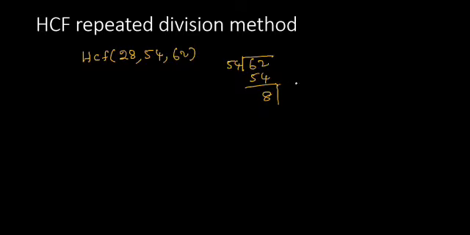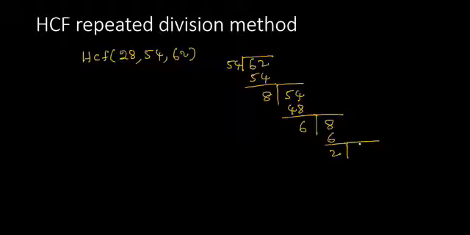Now, use this divisor 8 and divide this 54. How many times does it go? 6 8s are 48. So, it goes 6 times and we are left with 6. Now, take this 6, divide this 8. So, it goes one time, and we are left with 2. Now, take this 2 as the divisor and 6 as the dividend. So, how many times does it go? 6 is divisible by 2, 3 times. Now, 2 is the HCF. So, the HCF of 54 and 62 is 2.